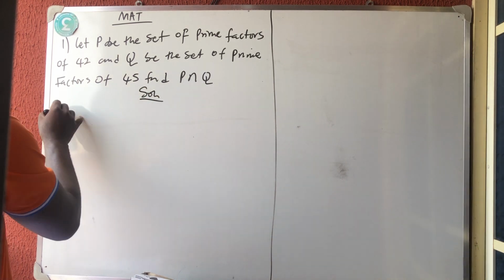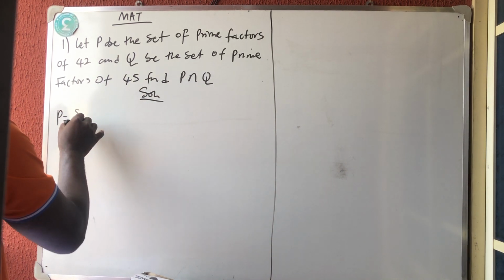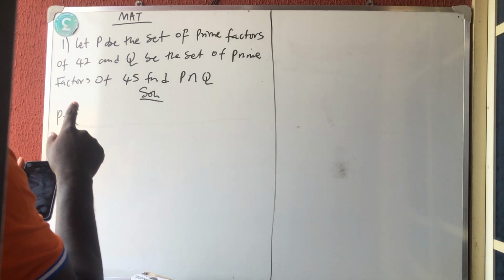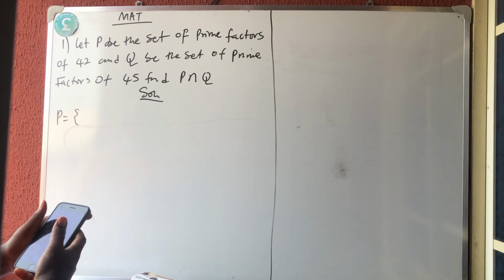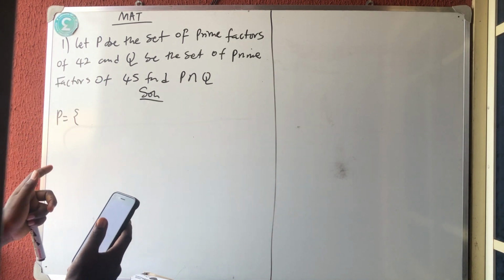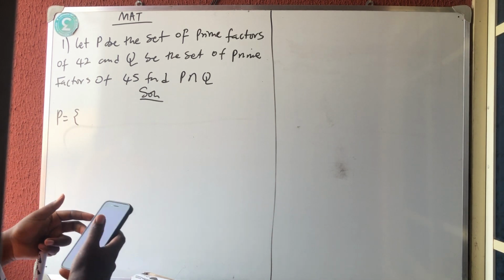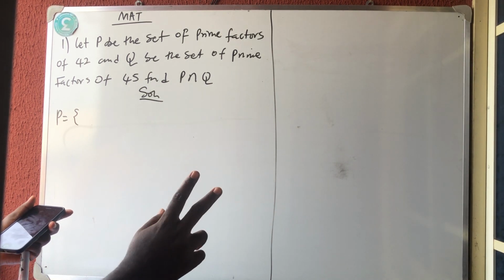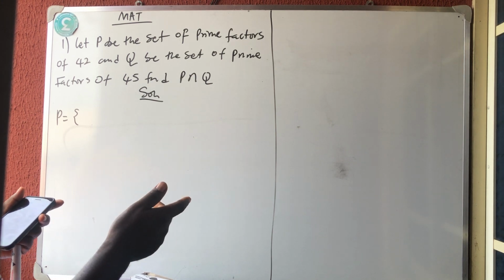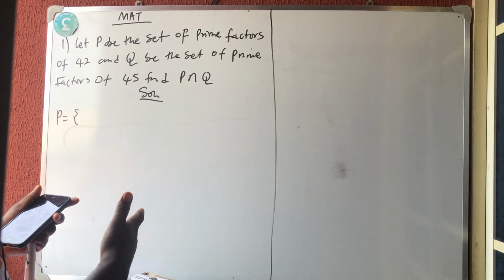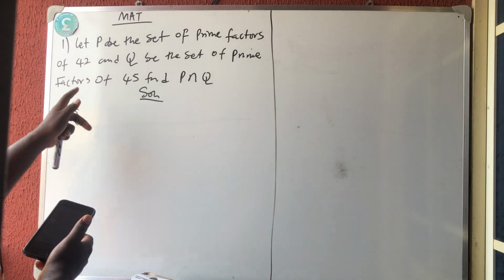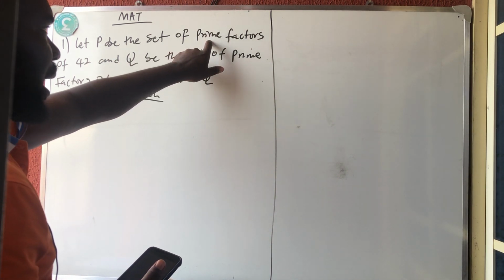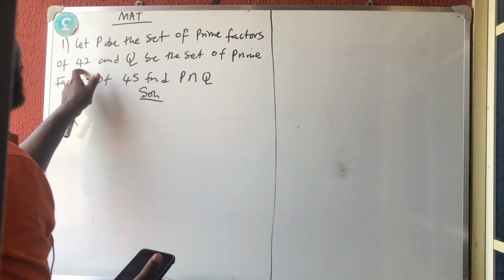Solution. Now, first of all, what are prime factors? First of all, we need the factors of 42. Factors of 42 are any number that can divide 42. Then, prime numbers are those numbers that only two things can divide them, which is itself and 1. So, which prime number can divide 42? That's the meaning of prime factor. Prime factor means any prime number that is a factor of 42.